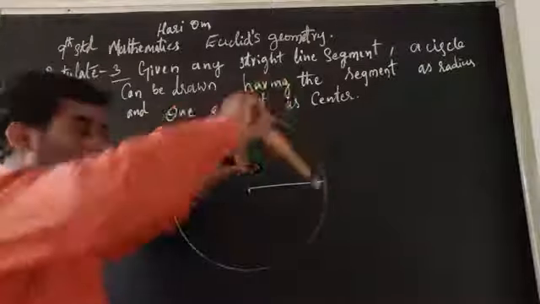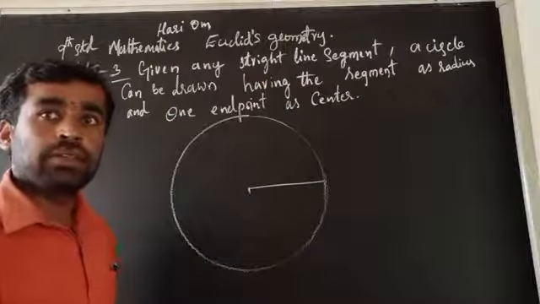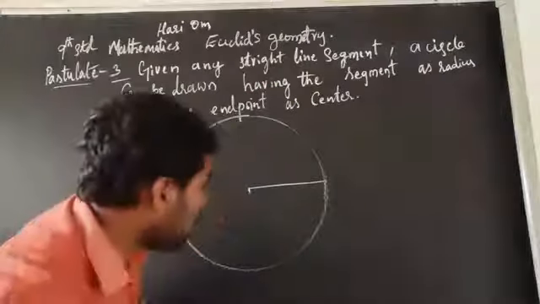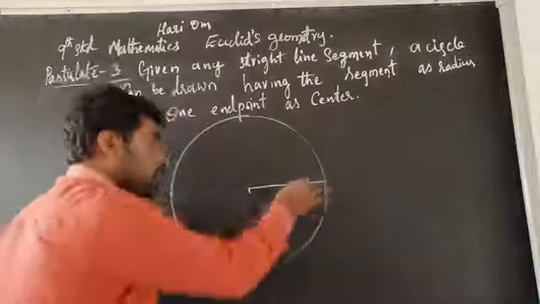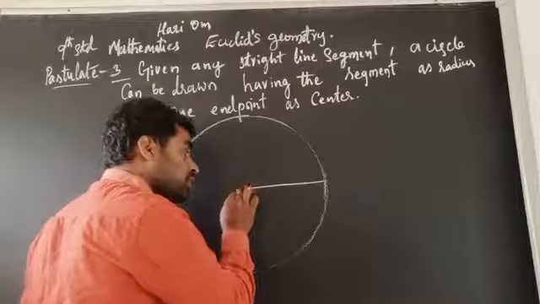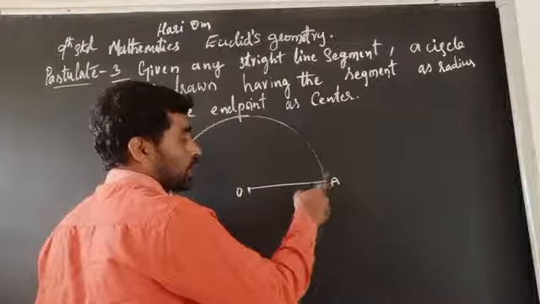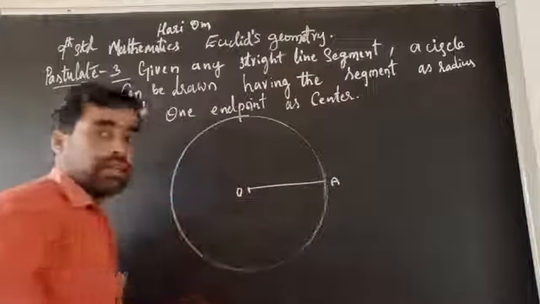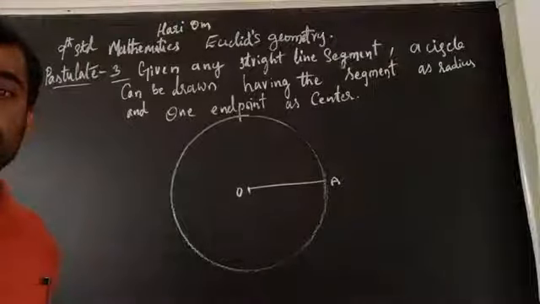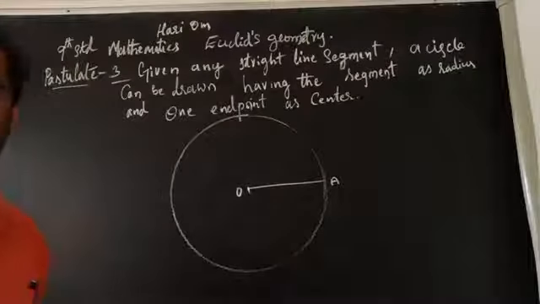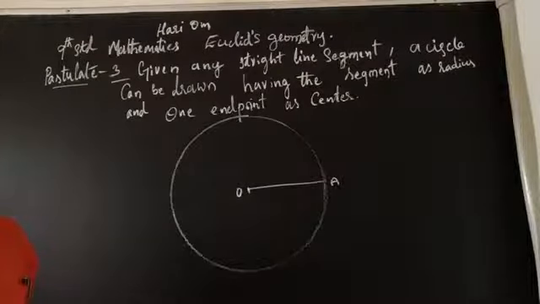Is it clear, students? This is postulate number 3. Here we draw a straight line; one point is considered the center and the other point the radius. So we can draw a circle. This is postulate number 3. Is it clear, friends? Write down this one.